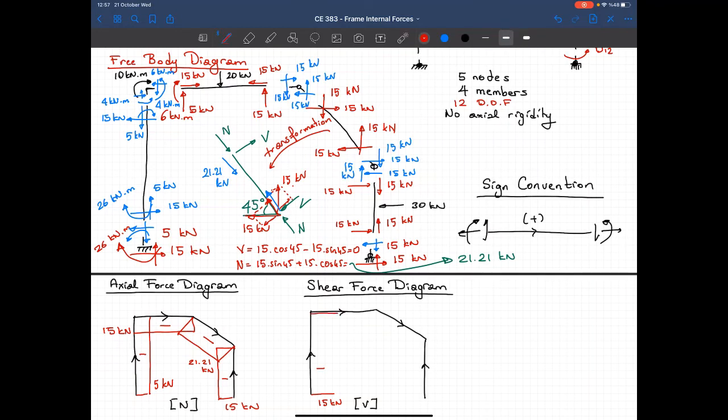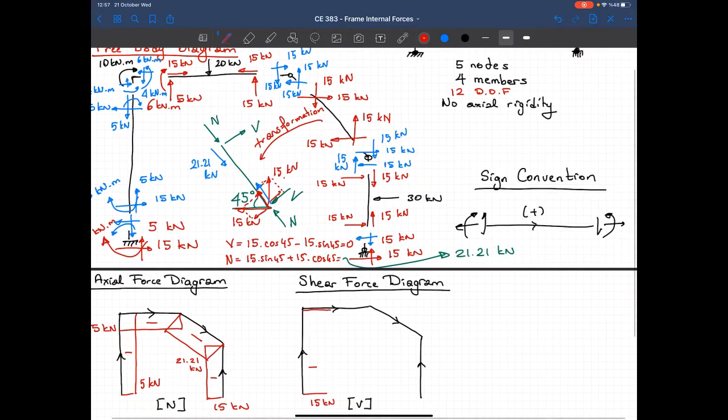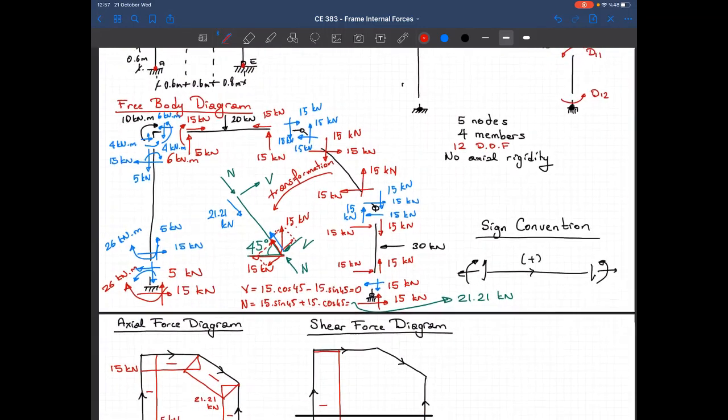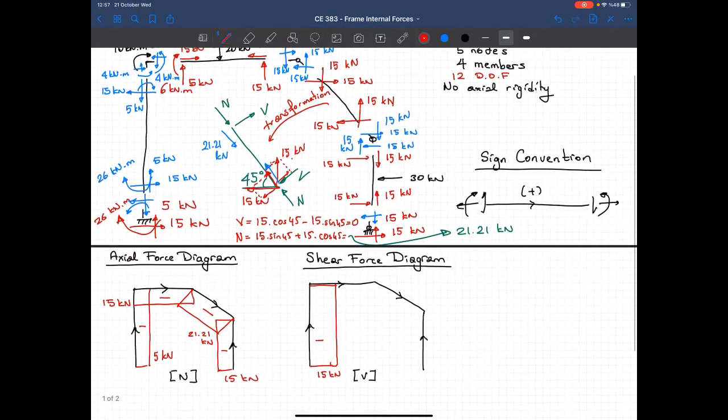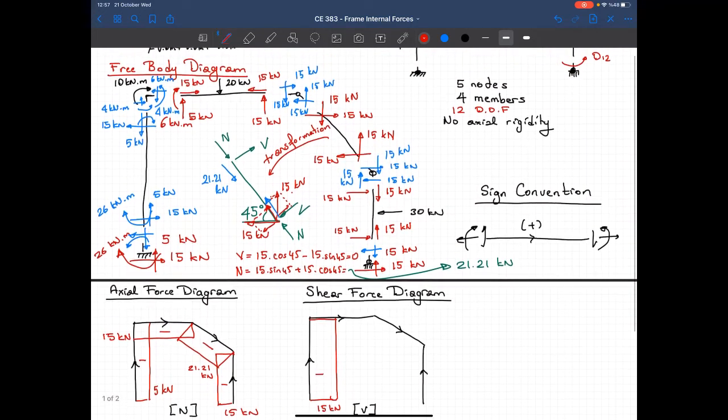What about the variation? I don't have any loading on this member. So it's again a constant variation. Let's jump to the second member now.